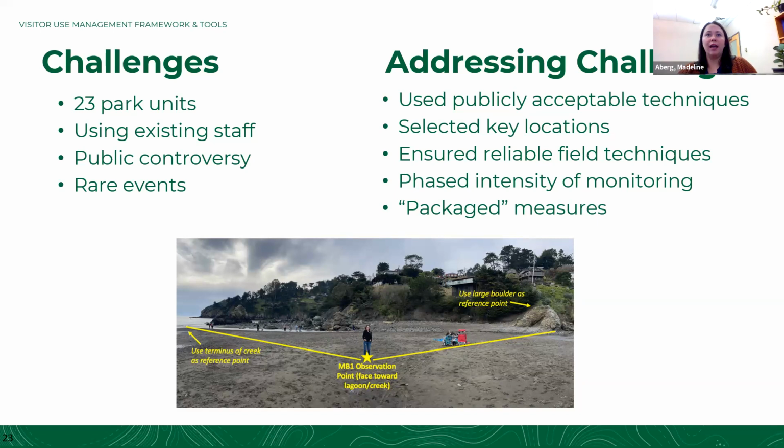To help with the scale of the project, they selected key indicator locations for monitoring rather than randomly selecting locations throughout the entire area. And overall, they worked to balance these practical realities with scientific rigor. So these are just two examples of strategies that can be used to combat some of those limited resources.